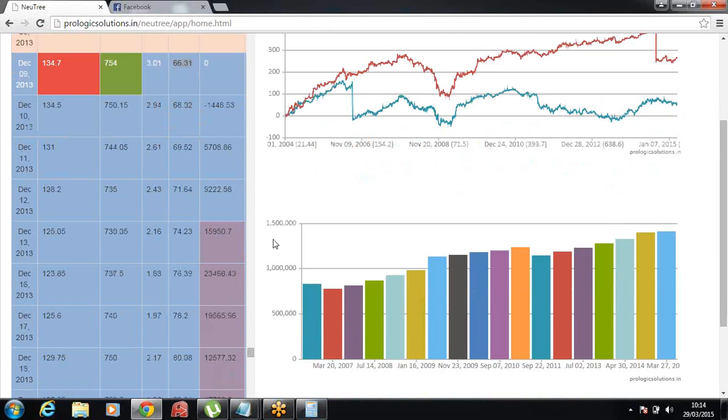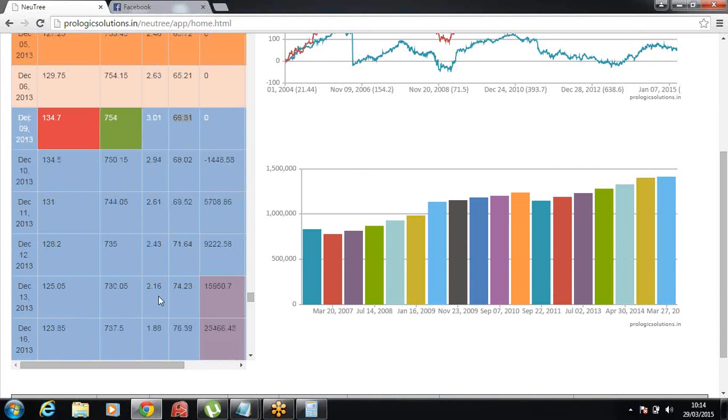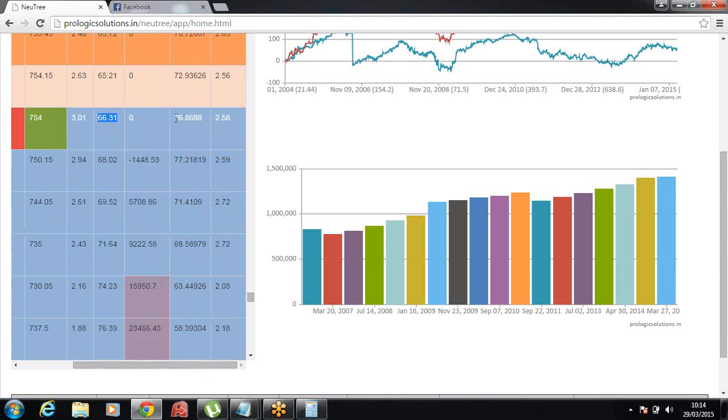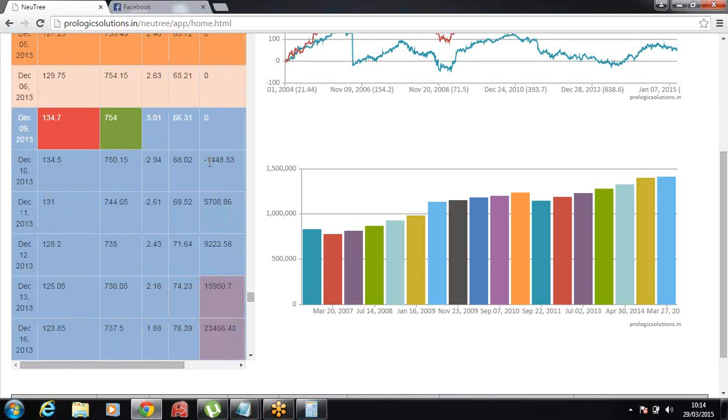And your RSI should be 30%, sorry, 70%. We have got 76% here. So what happens the next day? The next day it went under a loss of 1,000 rupees, 1,400 rupees.